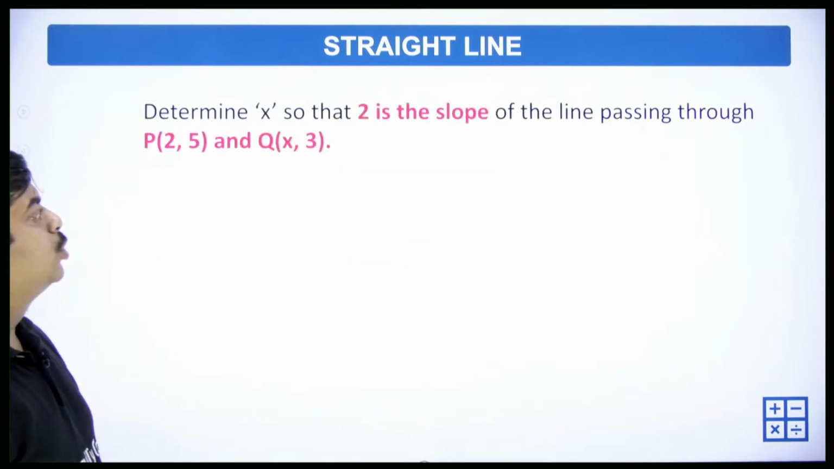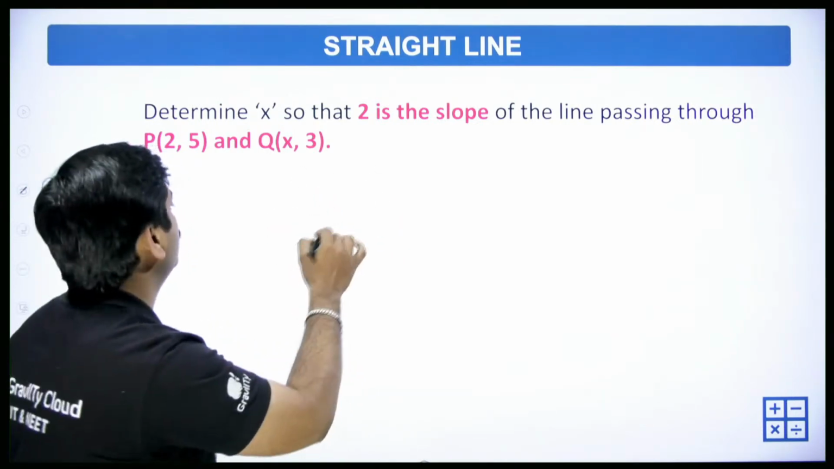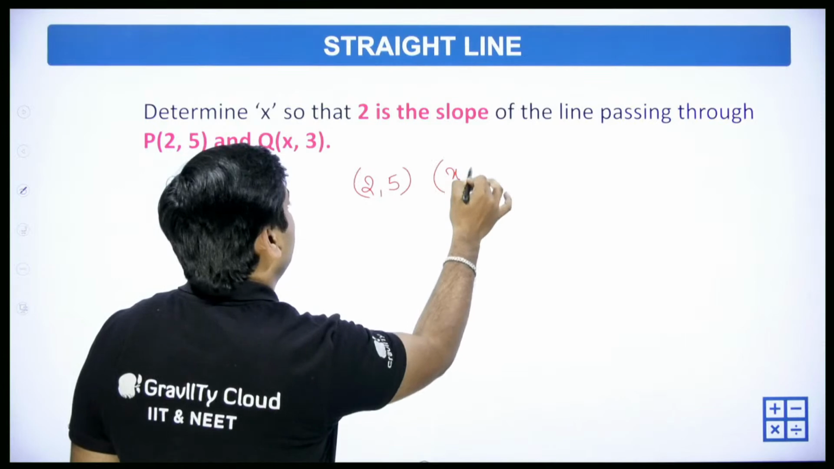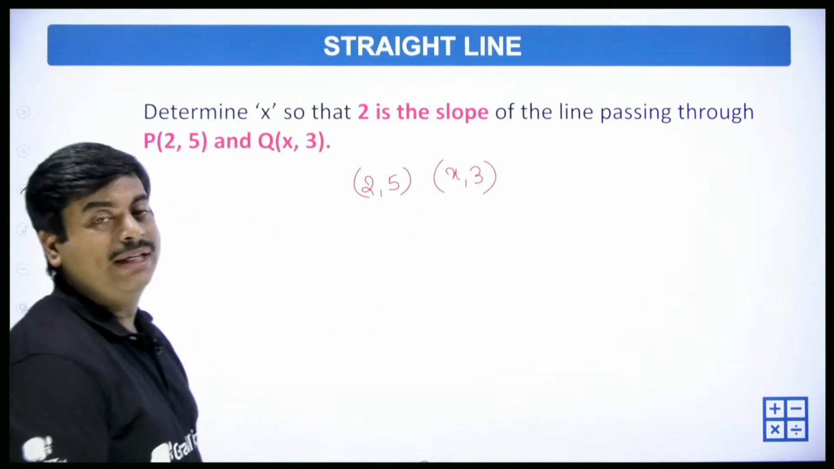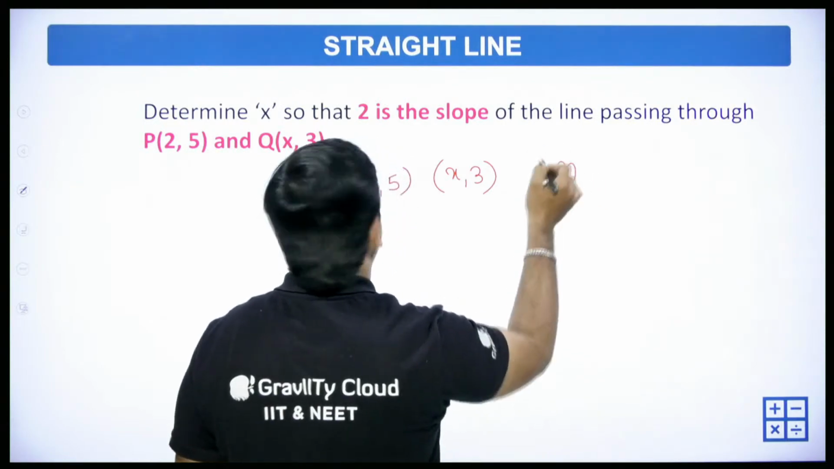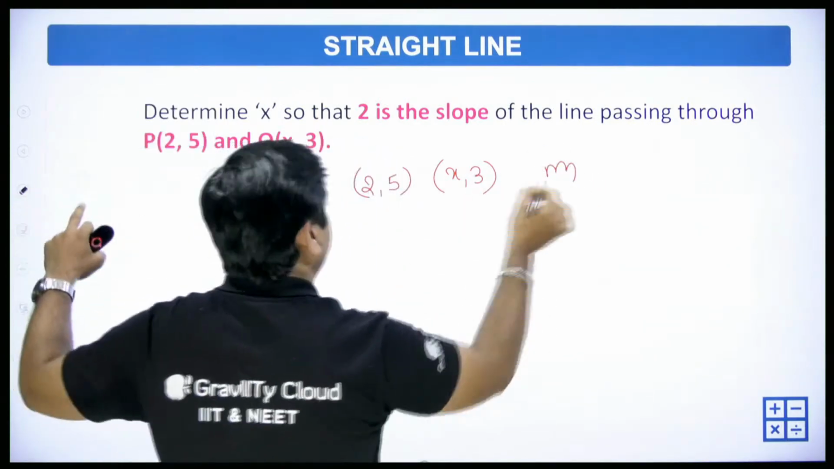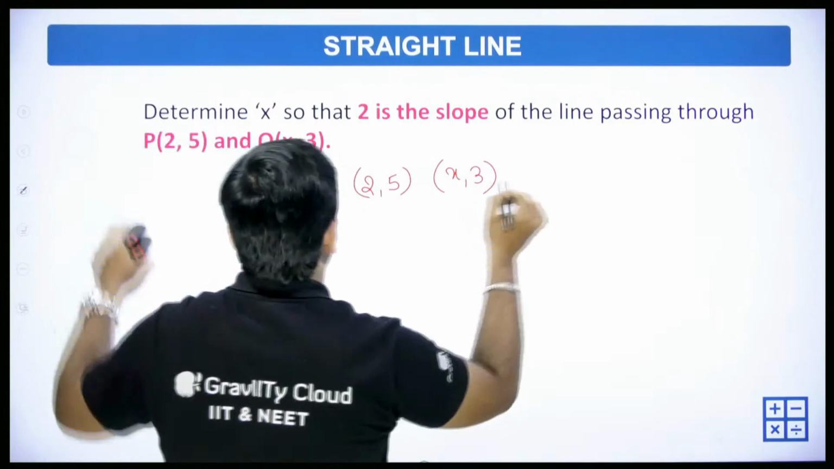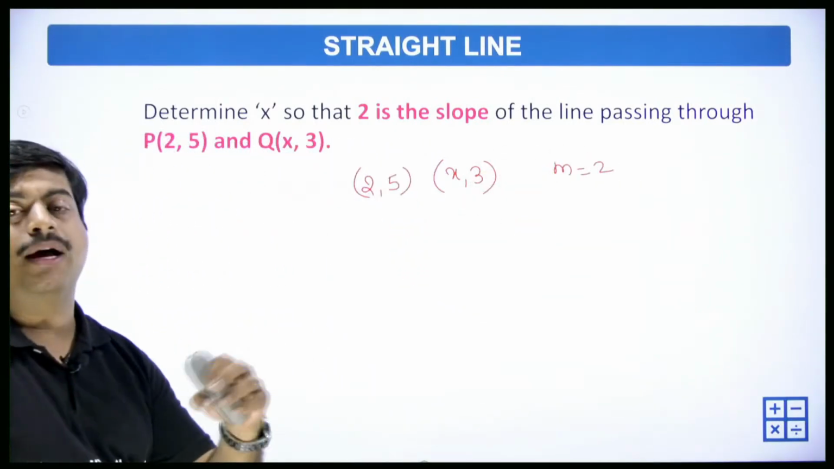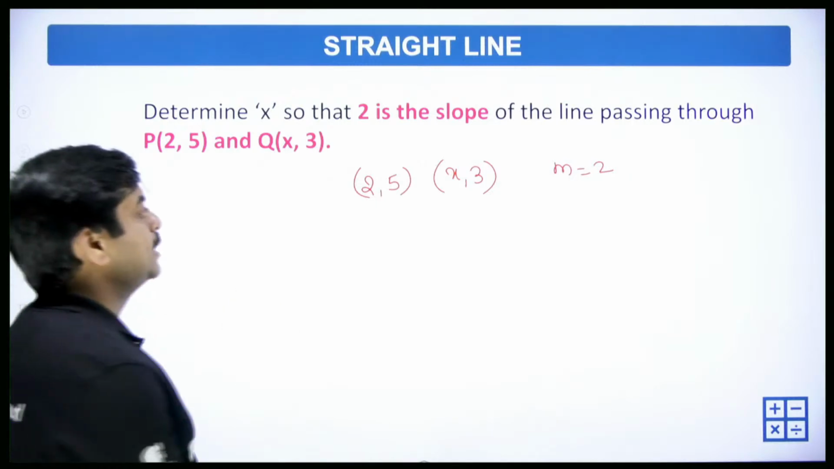Determine x so that 2 is the slope of the line passing through (2, 5) and (x, 3). A line joining (2, 5) and (x, 3) has a slope which we generally represent with m. So slope is equal to 2. And what is the slope formula? y2 minus y1 by x2 minus x1.